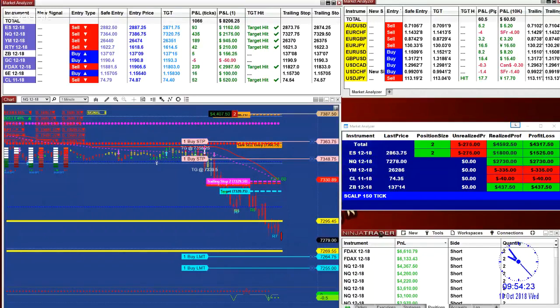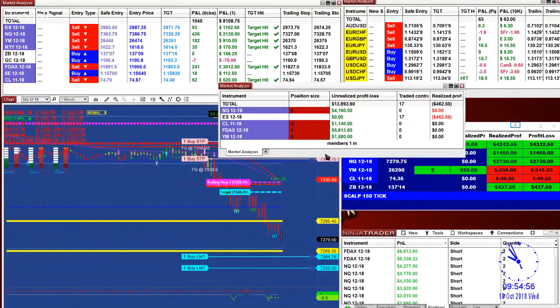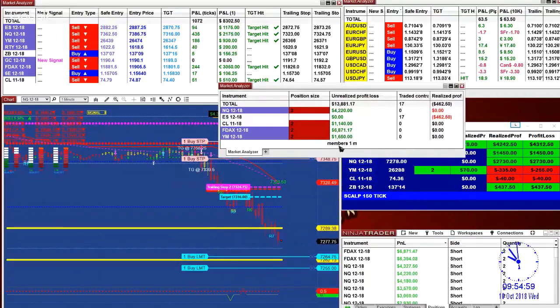The system you see here is on the $6,000. I want to talk to our members, because we are creating a system for our members. It's not going to be for the public. And this $6,000 trade here is for the system we will be using for our members. And it says on the market analyzer, members.